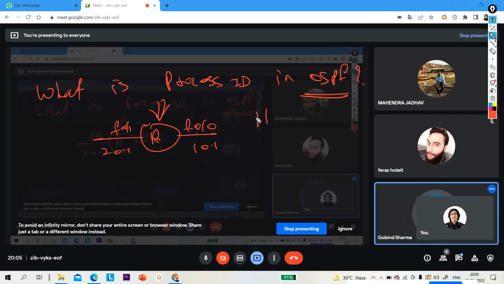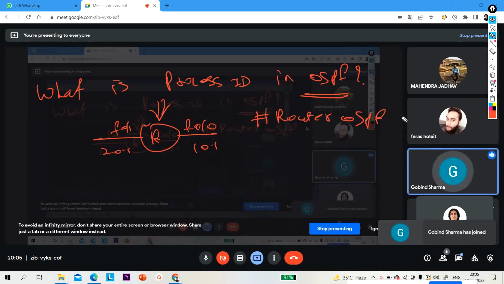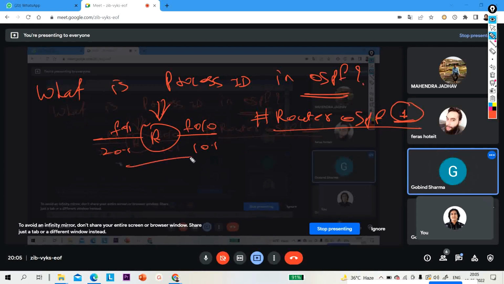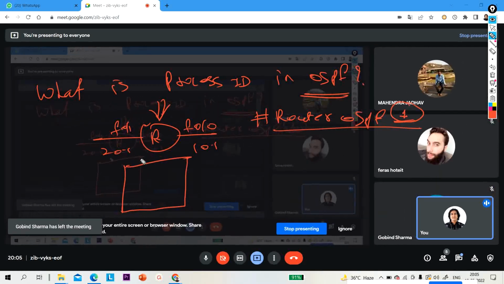Router OSPF, in global configuration mode. Yes, in global configuration mode, I will run router OSPF and then the process ID. Suppose the process ID is 1. Once I run this command on this router, right? This router will allocate memory to OSPF process 1.